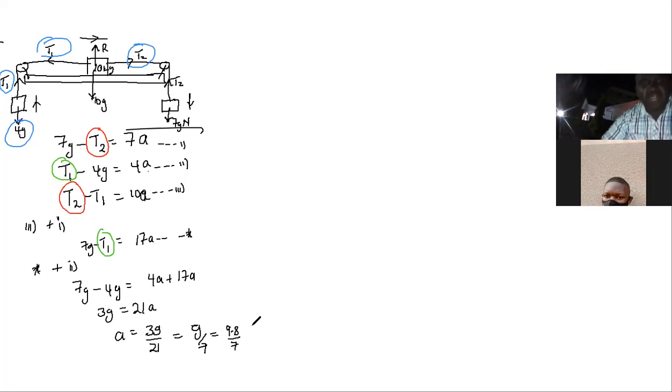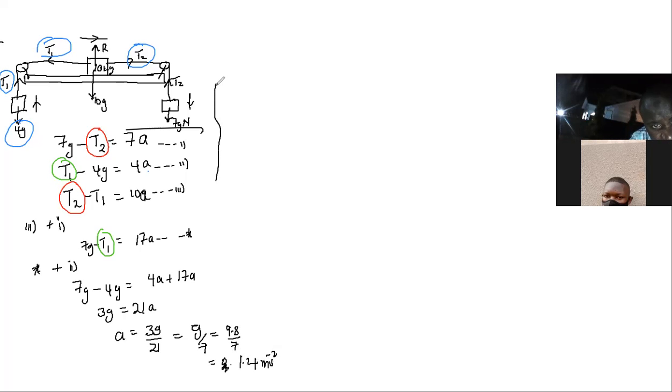If they don't tell you to leave G in your answer, you have to go as far as this and get 9.8 divided by 7. What do you get with a calculator? 9.8 divided by 7, you get, sorry, 1.4. You get 1 remainder 2.8, which is 1.4 meters per second squared.